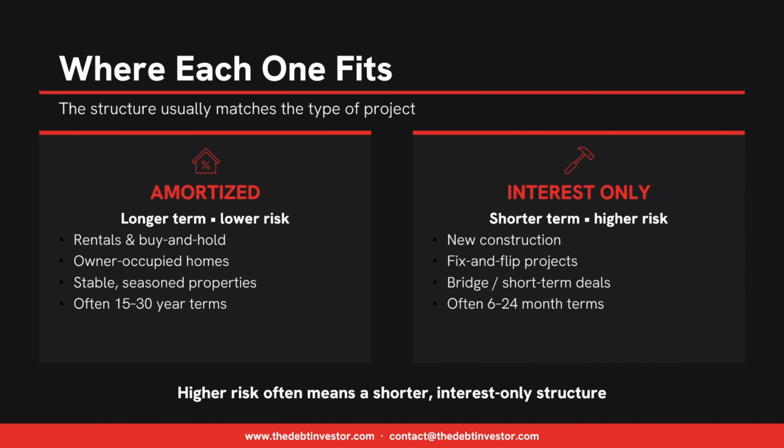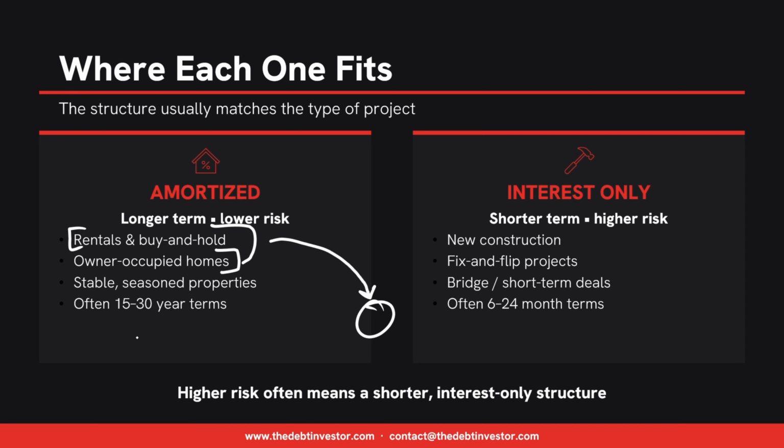So where does each one of these fit in? Well, amortized loans are going to be longer term, so they're going to be for things like rentals and owner-occupied homes, because those borrowers don't want an investment loan or a short-term one. Also, landlords and owner-occupants want to pay their balance down over time. Why? Because they eventually want it to be zero. And so it's for stable and seasoned properties.